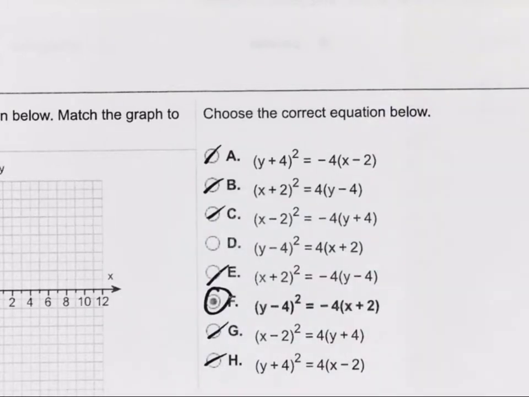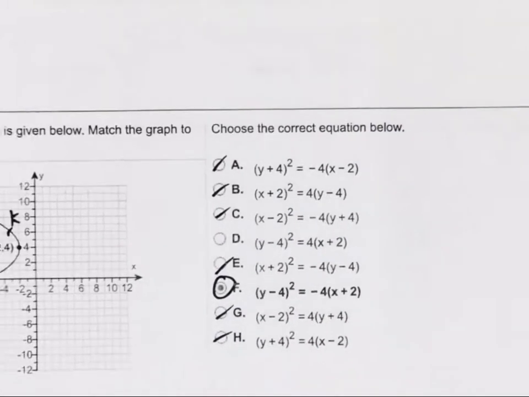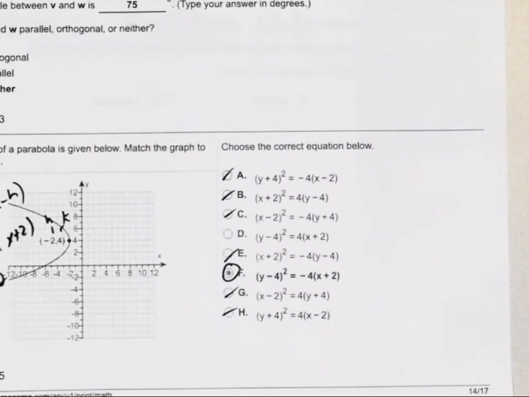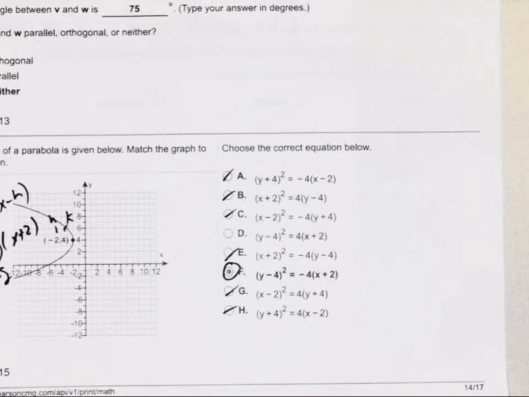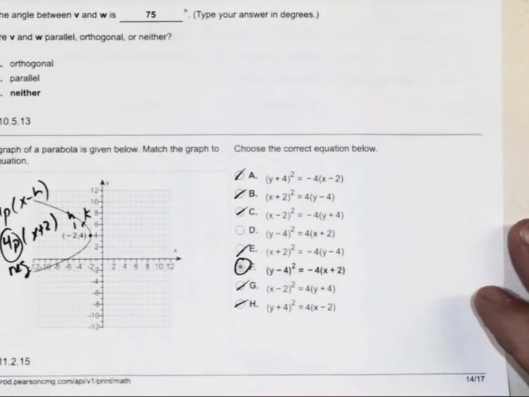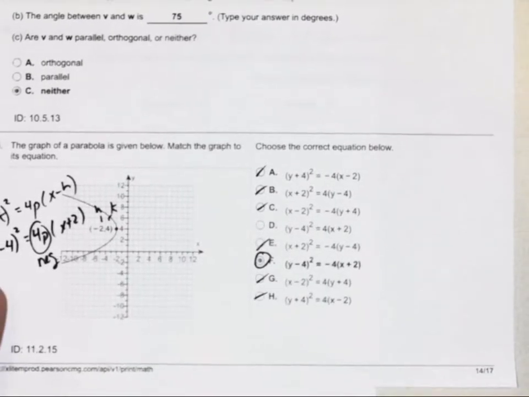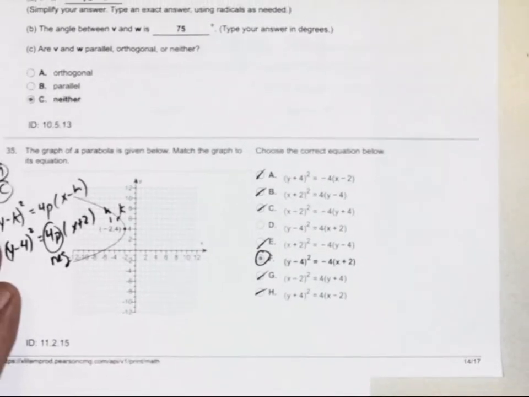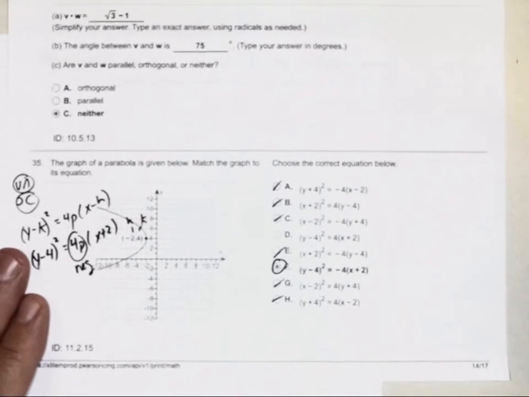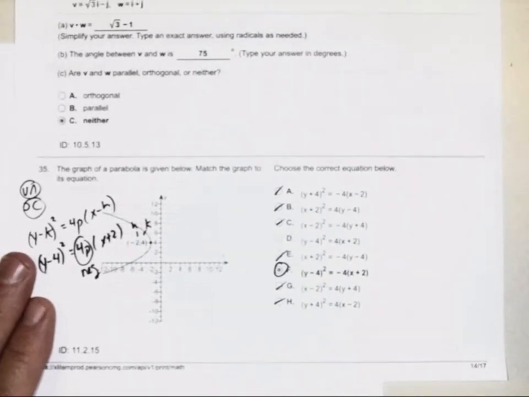So I didn't even really have to work up the full equation because it was a multiple choice problem. I could just figure out what I knew and then start eliminating the ones that were not correct. Alright, so that's the first parabola problem.